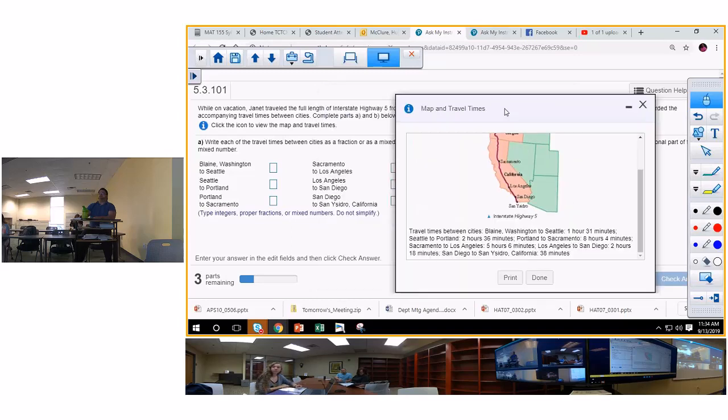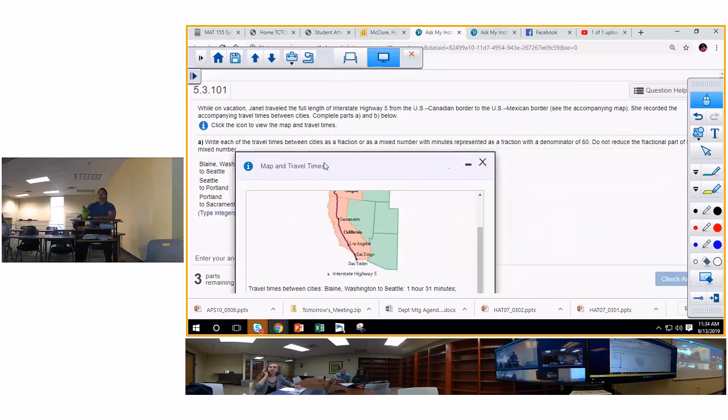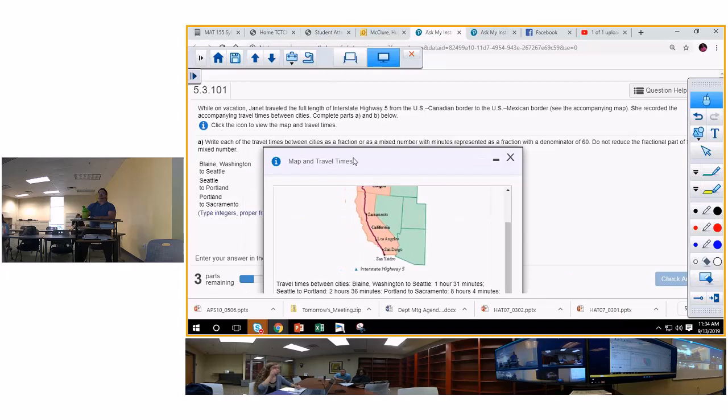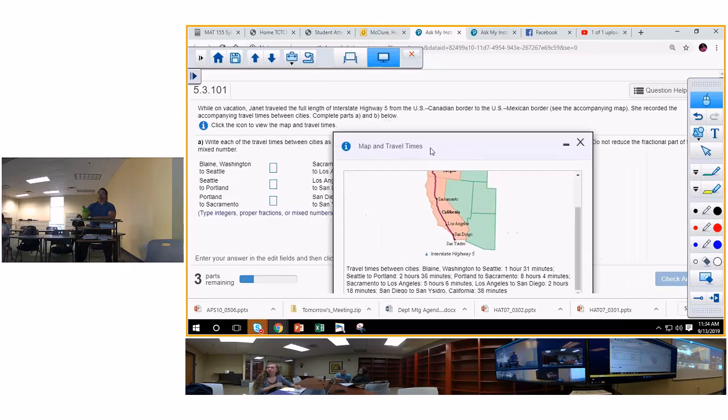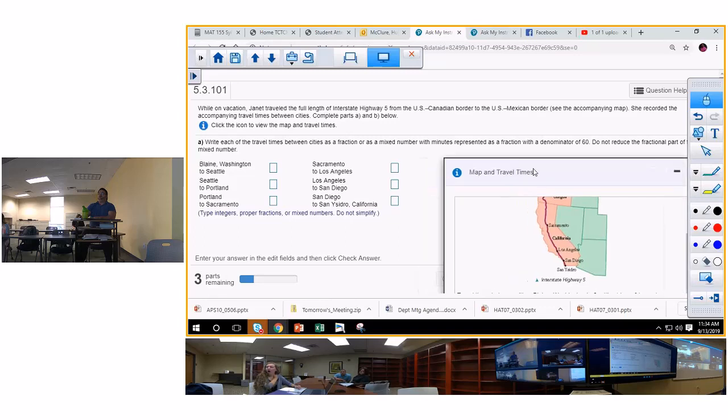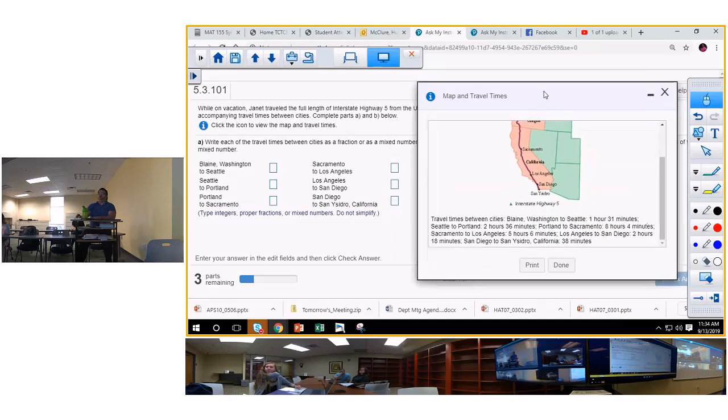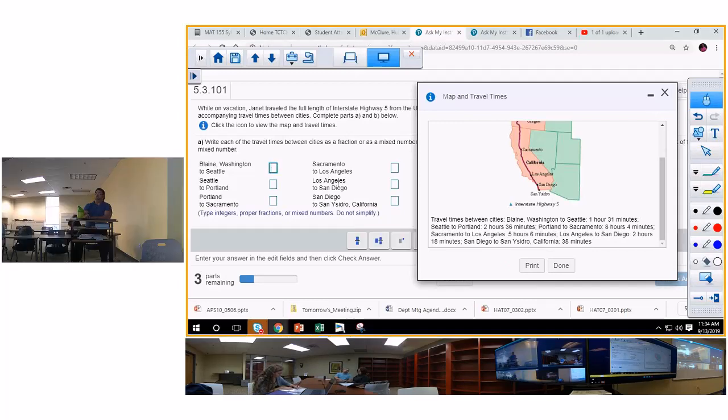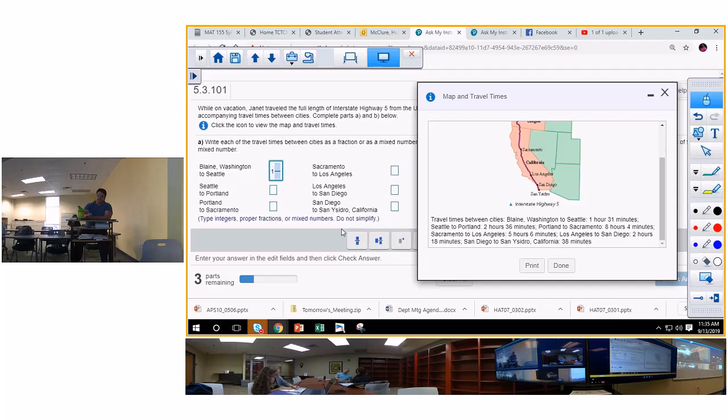It says, write each time travel between cities as a fraction, as a mixed number. Okay. So I'm trying to put this where I can write. There we go. So I'm going to take my handy dandy pen. How far is it from Blaine, Washington to Seattle? Blaine, Washington to Seattle is 1 and 31 over 60.